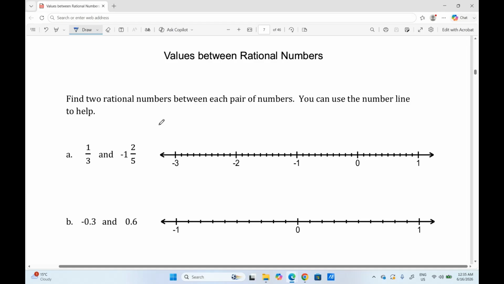Hi class, in this video I'm going to be talking about how to find values between rational numbers. So for our first example, we're asked to find two rational numbers between each pair of numbers that we're given. And we can use the number line below to help us.